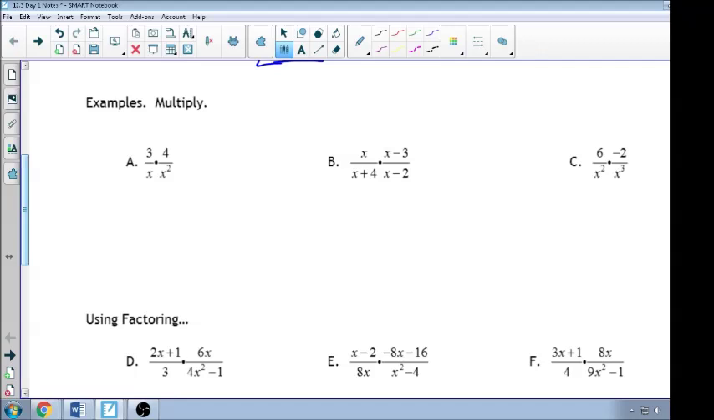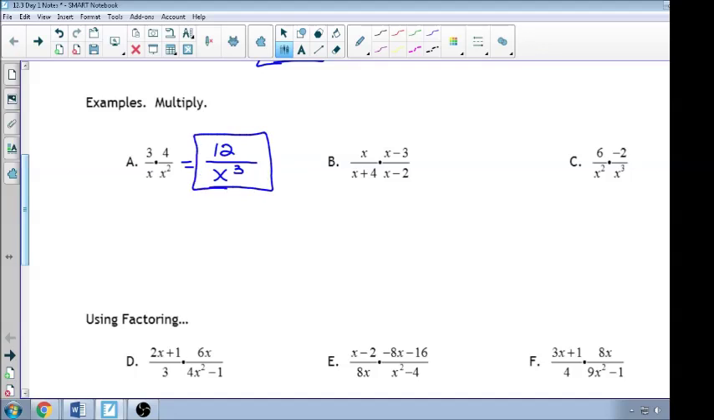The top left piece is a 3. There's nothing I can do with a 3, so I'm going to go ahead and leave it alone. The bottom left is an x. Again, nothing I can do there. Top right is a 4, and bottom right is an x squared. None of those can be simplified, so we just leave them alone, and I'm going to go ahead and multiply. So 3 times 4 is 12 over x times x squared, which is x to the third, and I will actually be done with that problem.